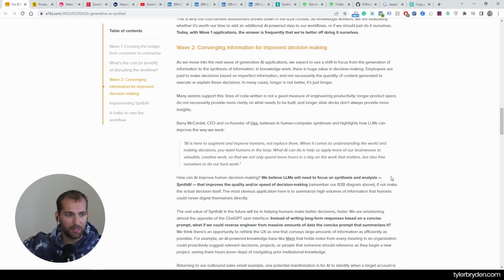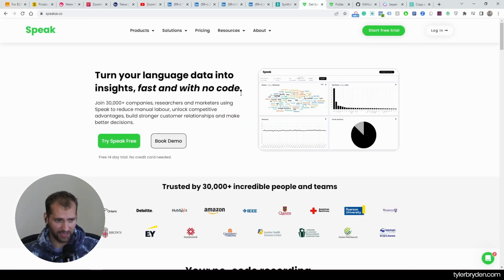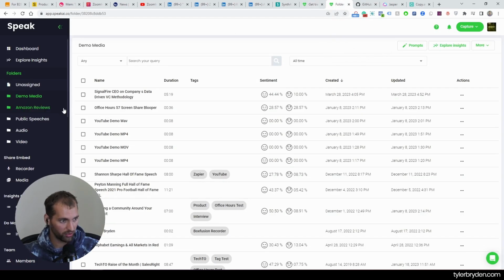Now, talk about wave two, converging information for improved decision-making. And I actually believe in this argument, or this idea around wave two. We've been working on that at Speak for a long time, with that value proposition of turning language data into insights, doing it fast and with no code. That's been a value proposition that has then been supported by the introduction of these large language models.